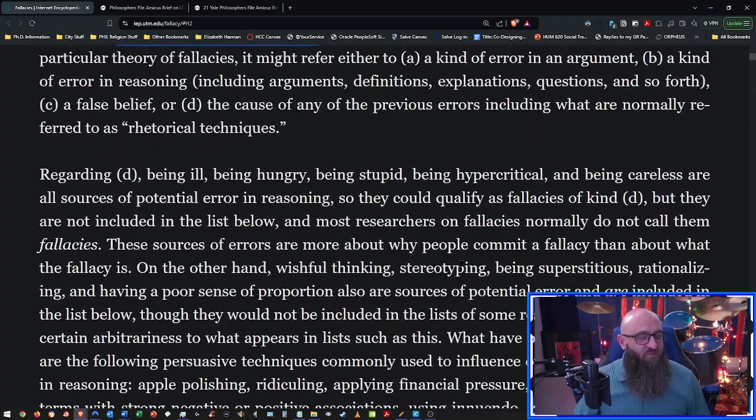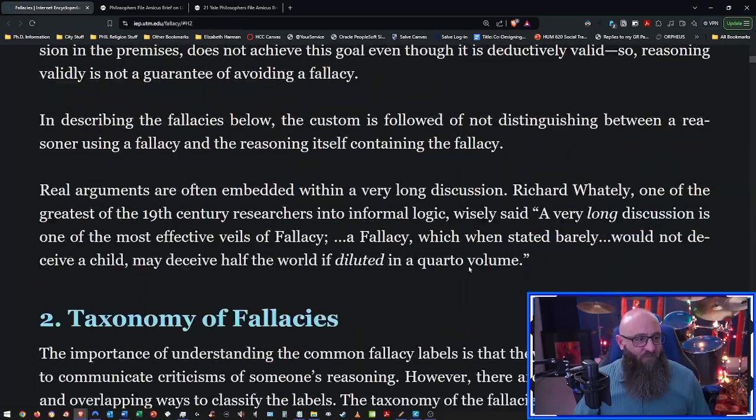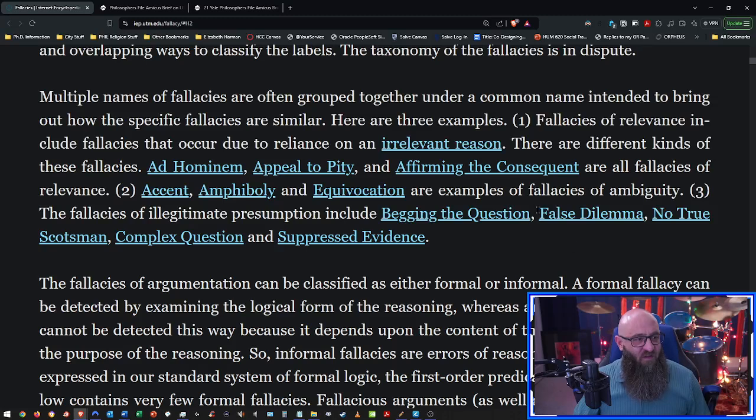So make sure you read this part here. It's a really interesting aspect of fallacies. And then here's again sort of our taxonomy. There's ad hominems, when you attack the character of a person rather than what they're saying.